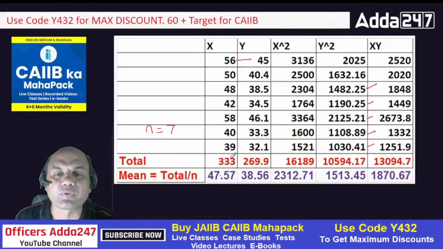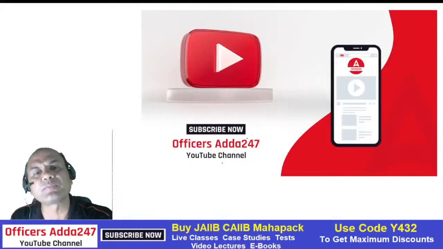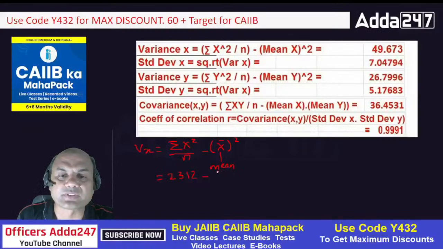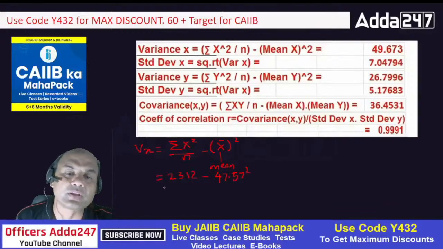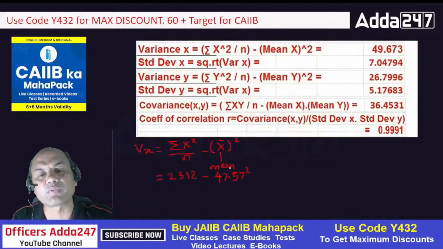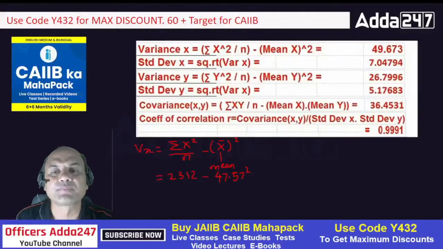47.57 square. So I am getting 2262, right? 2262. I am getting this answer 2262. So this square is 2262. Now just minus this: 2312 minus 2262. What is the answer you are getting? You should get this answer, 49.67.